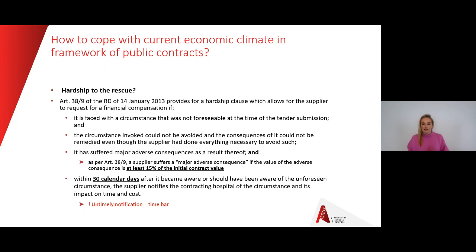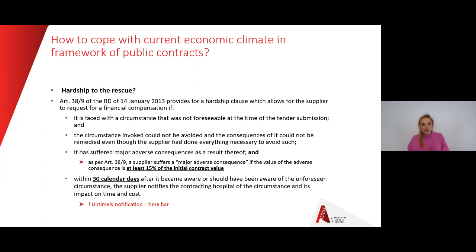And the first one, that's of course the most important one, it has to be unforeseeable. When did it have to be unforeseeable? At the time of tender submission. Of course, if you submitted your offer in 2019, then the COVID crisis and the energy crisis which followed were certainly not foreseeable. If you submitted a tender offer in, let's say, October 2022, then those crises might have been foreseeable. So it might not be unforeseeable. So that's always important to take into account. It has to be unforeseeable at the time when you submit the tender.